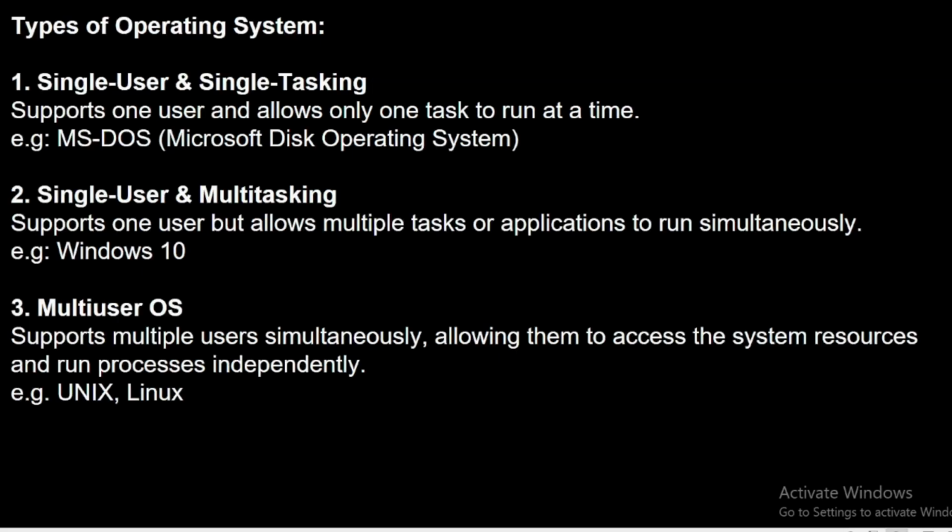Now, let us discuss the different types of operating system. OS can be broadly classified into three types. First one is single user and single tasking, where one user can perform one job at a time. For example, MS-DOS. Another example I can give, the old style phones where one could only call one person at a time. There was no facility of conference calls.